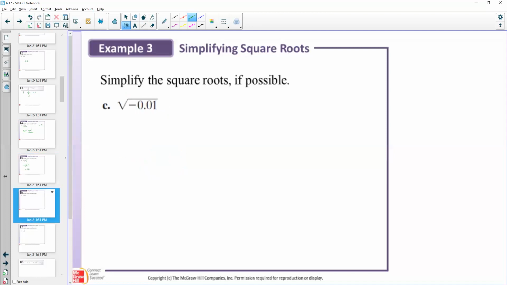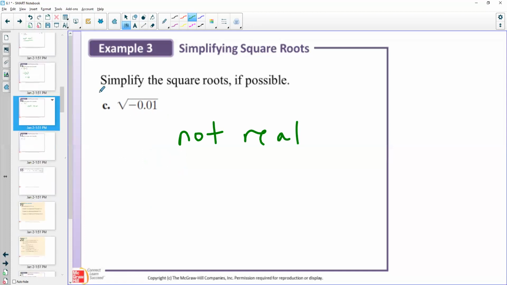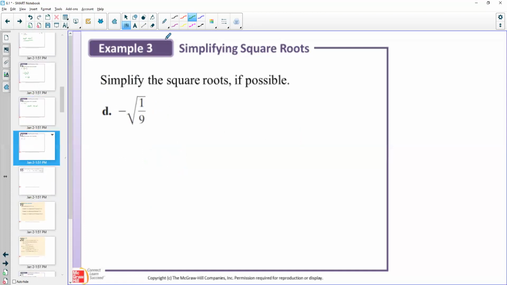The next one, how does this one work? This is another not real because the negative sign is inside of the square root. What about this guy? Well, let's simplify the square root first because really we're talking about this, right? So the square root of 1 is 1, the square root of 9 is 3. I have that negative out front, so the answer is negative 1/3.